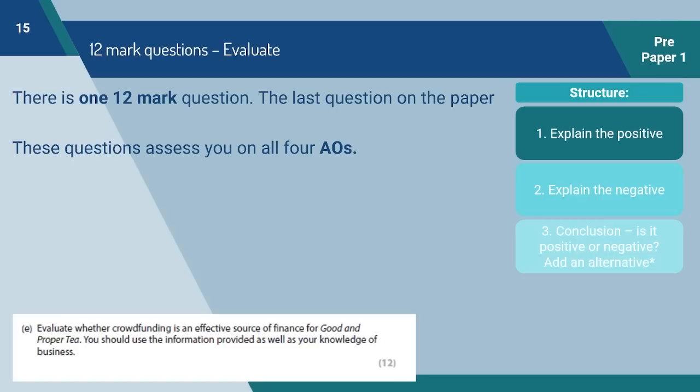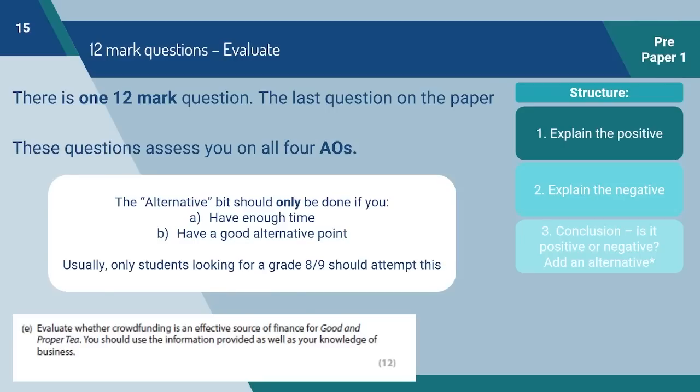So it's only 3 paragraphs, same amount of paragraphs as a 9 marker, but there is a little bit more that you can add in. So I've mentioned there, conclusion, is it positive or negative? Add an alternative. Only do the alternative if you've got enough time and if you've got a good point. Usually it's only students who are looking for a grade 8 or 9 who would attempt this.